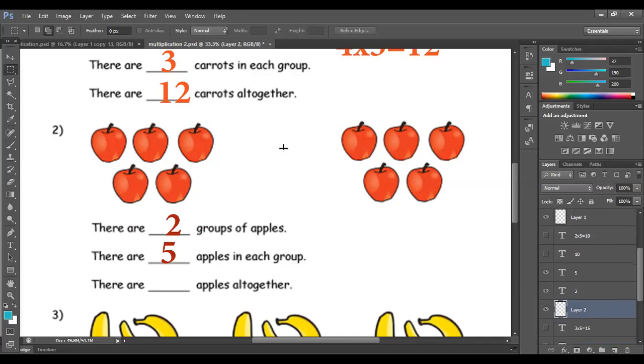The third step is to count the apples together. 1, 2, 3, 4, 5, 6, 7, 8, 9, and 10. So I have 10 apples together. So 2 times 5 equals 10. 2 here is the number of groups, 5 is the number of apples in each group, and this is the multiplication sign.